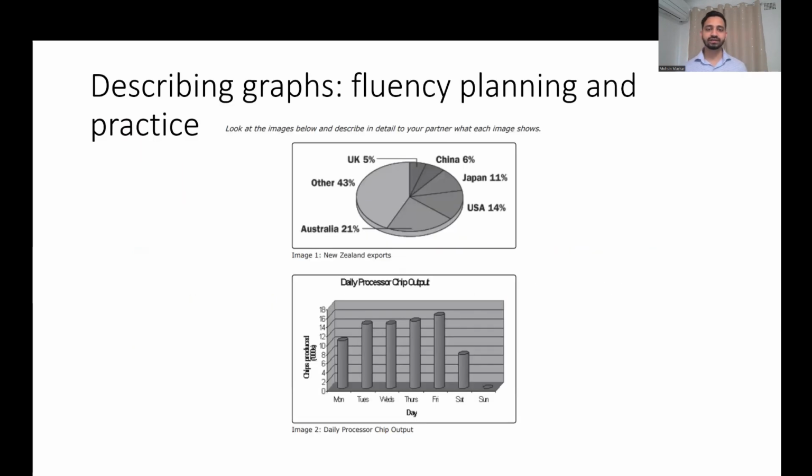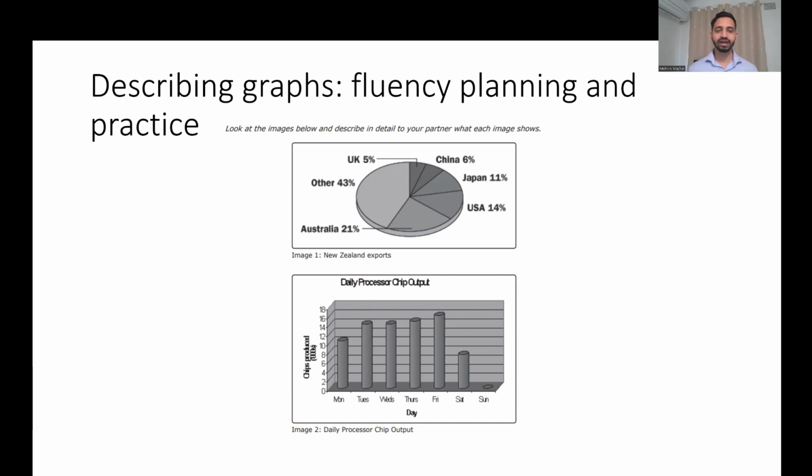Now let's do another graph, and you've got two graphs here. One is a pie chart and the other one is a bar chart. I want you to just think about this template and apply it on these two graphs. Please pause the video here, 5 minutes for each of these graphs, and then we are going to review the answers.